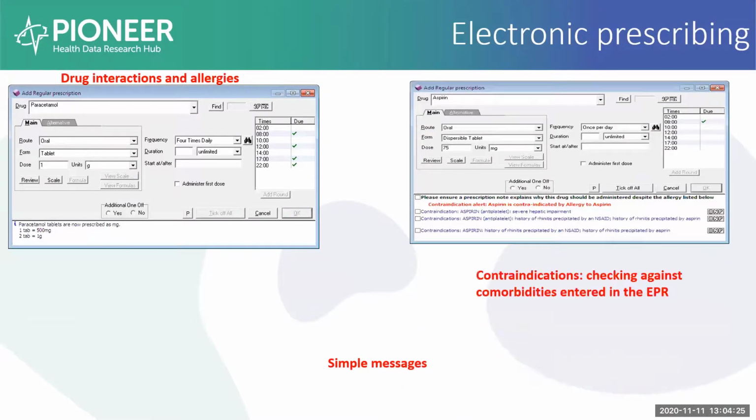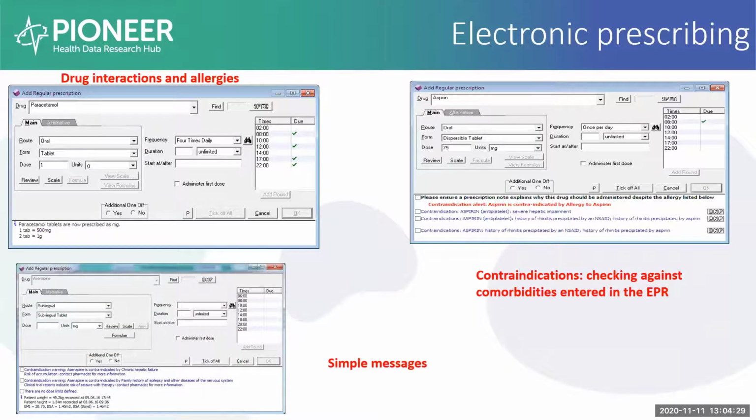You can use it for drug interactions and allergies. So in this patient, you're being warned: are you sure you want to give this? This patient appears to be allergic to aspirin. And in the third example, you can use comorbidity. This patient is known to have something wrong with their liver, so please don't give this drug to the patient. Next slide, please.